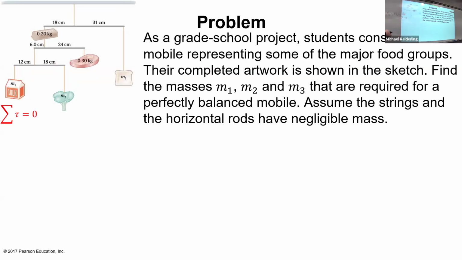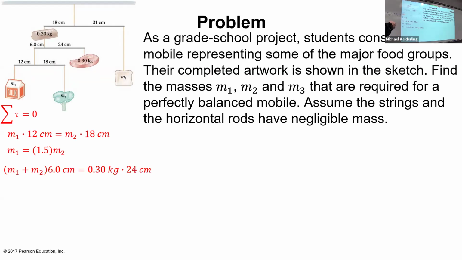So here, torque equals 0. So we get this relationship: M1 times 12 centimeters will equal M2 times 18 centimeters. That means M1 equals 1.5 times M2. That's from this. Now we move on to this.